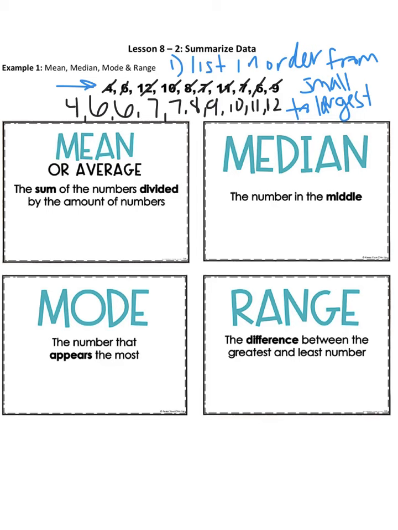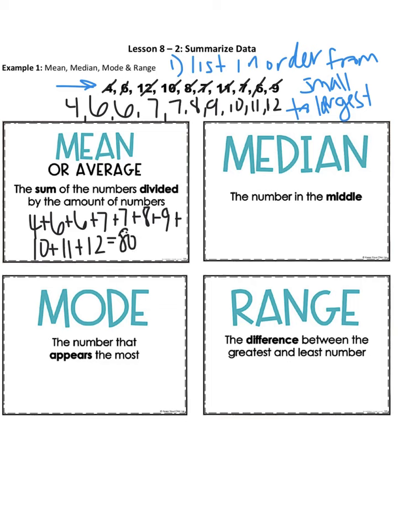The first piece we're going to look at is our mean, or our average. This is the sum of the numbers divided by the amount of numbers. What that means is we want to take all of our numbers and add them up: 4 plus 6 plus 6 plus 7 plus 7 plus 8 plus 9 plus 10 plus 11 plus 12, and we want to get a sum. We'll do that on our calculator, and we should get a sum of 80.